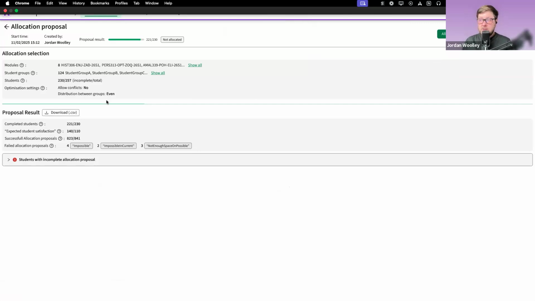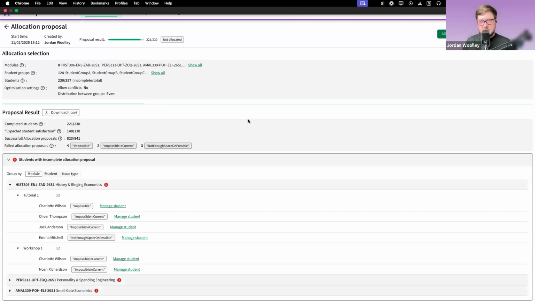So I can see at a really high level, again, very clear, my students here, I've got 230 out of 257, for example. So these are the students I'm going to allocate, which is 230. Of those, 221 could be allocated based on my rules, and there were some that failed, and here is exactly why. Of course, if I want to get very granular, I can extract this, or I can open this up and see more. So I can see which students failed, exactly why they couldn't be allocated, who they are, and manually, directly go to that student and make some changes if I need to.